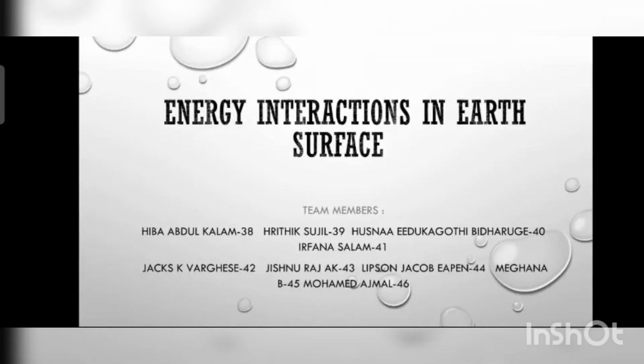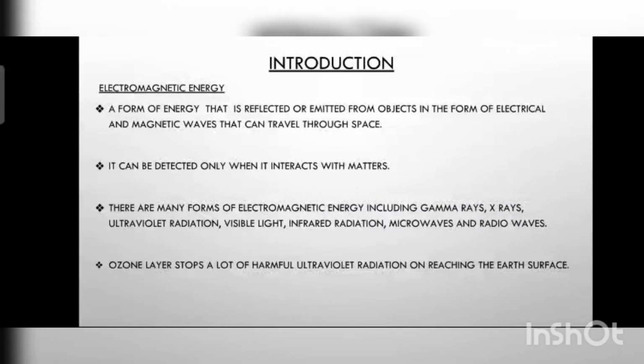We'll be doing the presentation on the topic energy interactions in Earth's surface. Electromagnetic energy is a form of energy that is reflected or emitted from objects in the form of electrical and magnetic waves that can travel through space. EM radiation is actually all around us and it takes many forms like radio waves, microwaves, X-rays and gamma rays, etc.